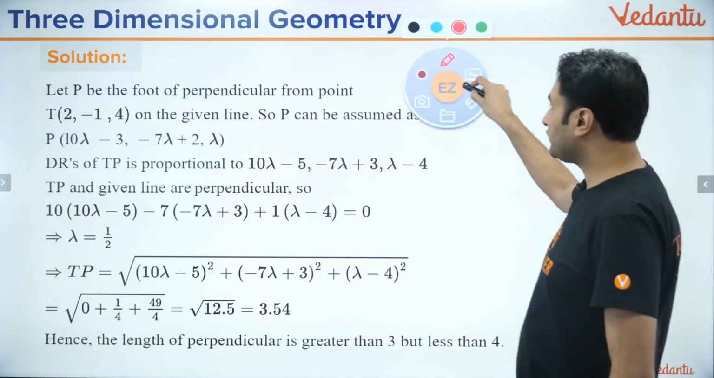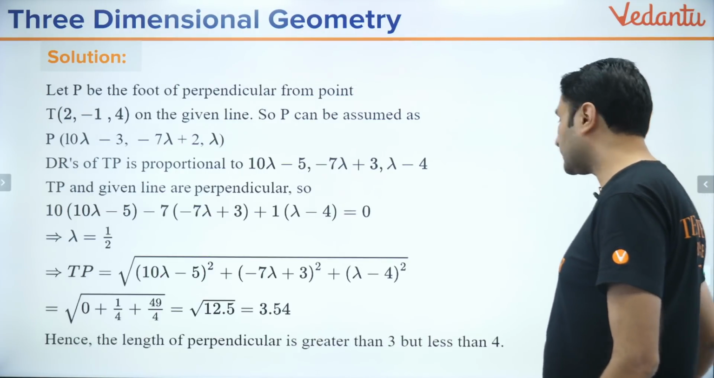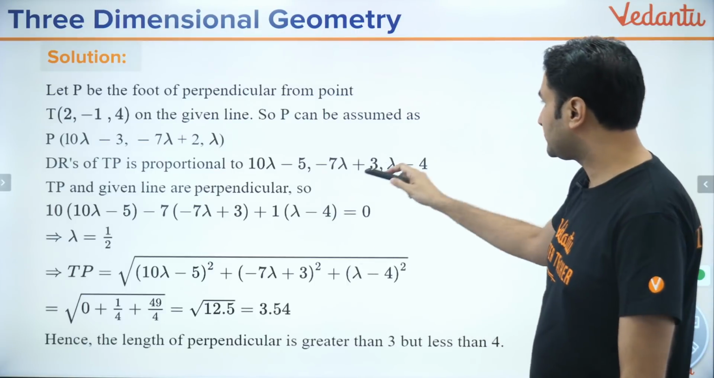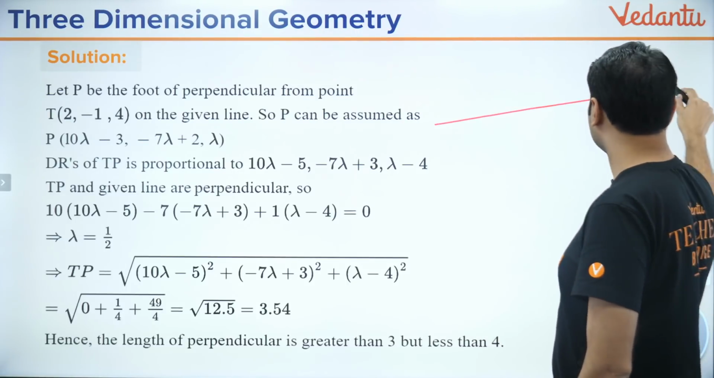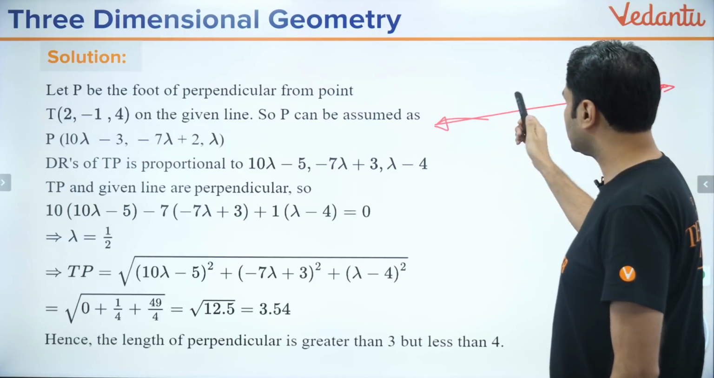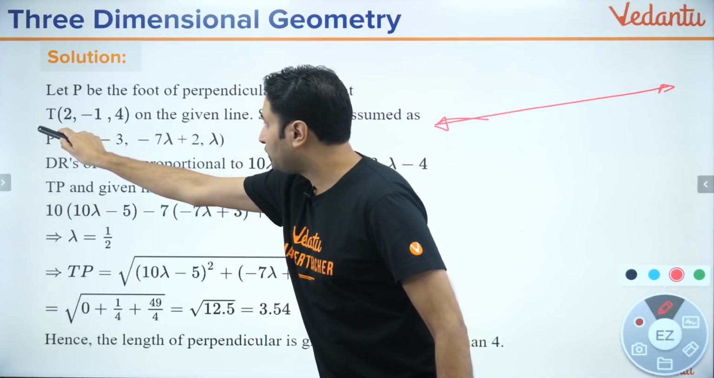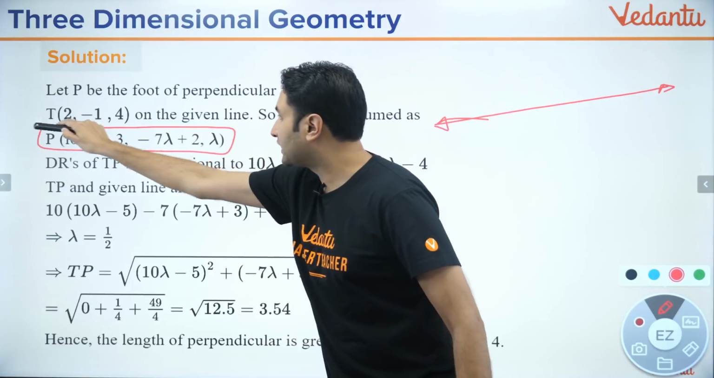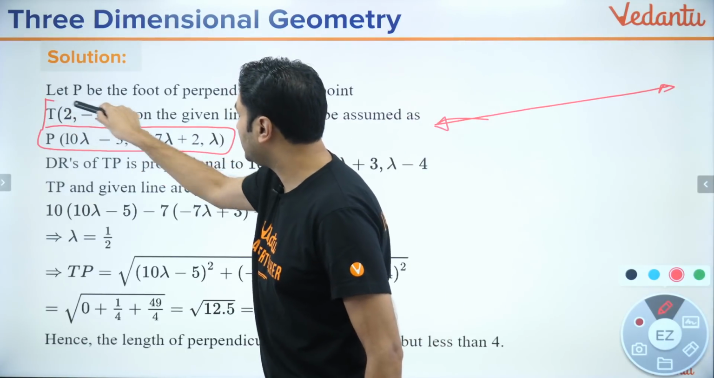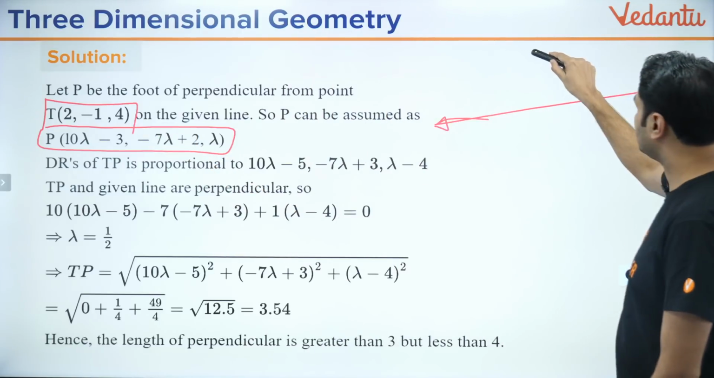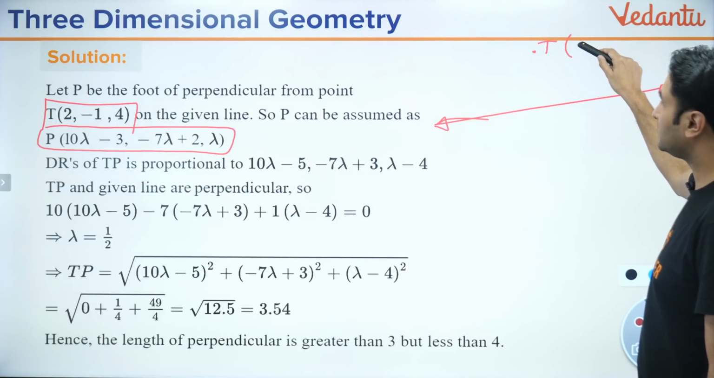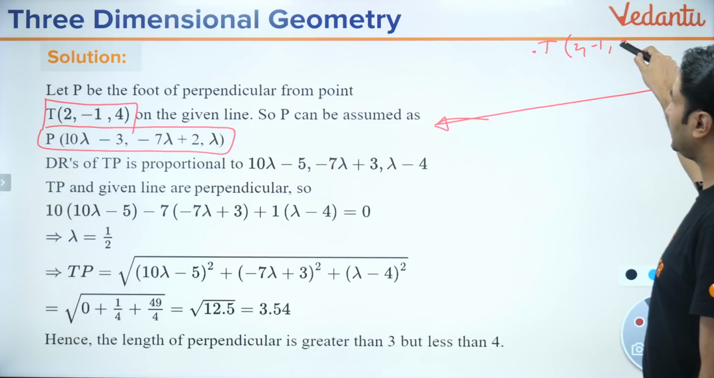बच्चों, आई एम नॉट गोइंग वेरी वेरी फास्ट टुडे बिकॉज आई नो द कंसेप्ट्स आर वेरी इंपॉर्टेंट. सो फिर से क्या किया हमने? व्हाट हैव वी डन? दिस इज द लाइन. ठीक है. एनी पॉइंट ऑन द लाइन कैन बी टेकन लाइक दिस. दिस इज द पॉइंट T विच इज गिवन टू यू. सो थोड़ा सा चेंज हो गया. T गिवन था, इट इज 2, -1 and 4.